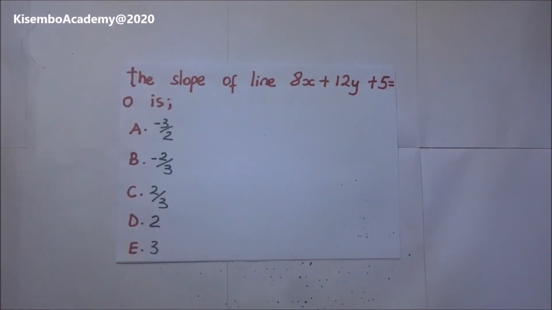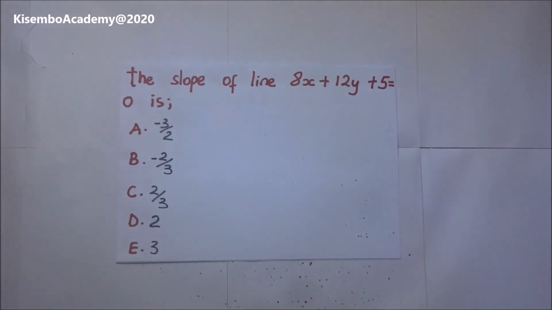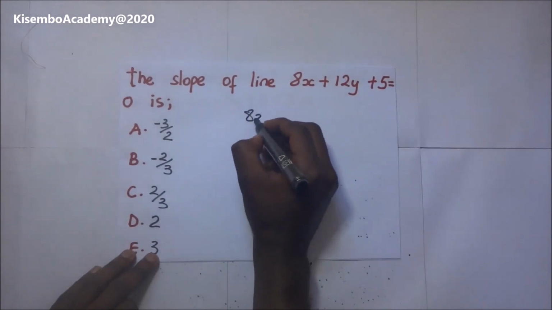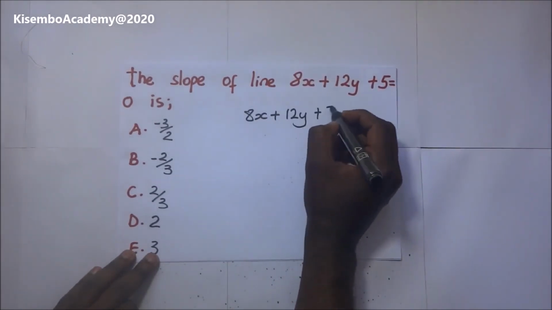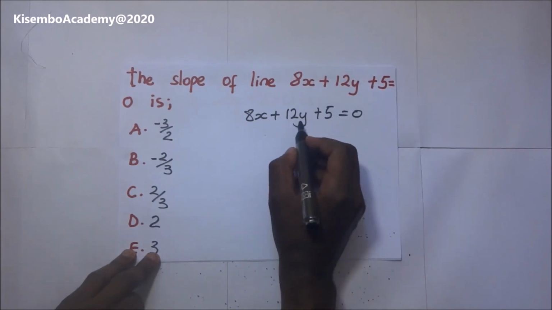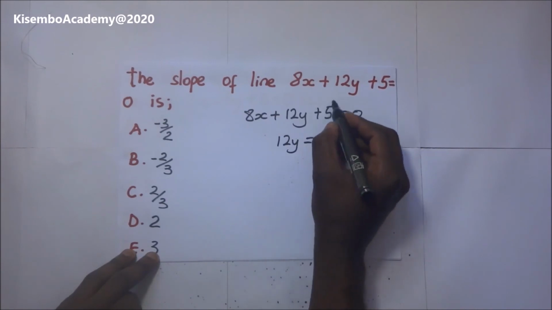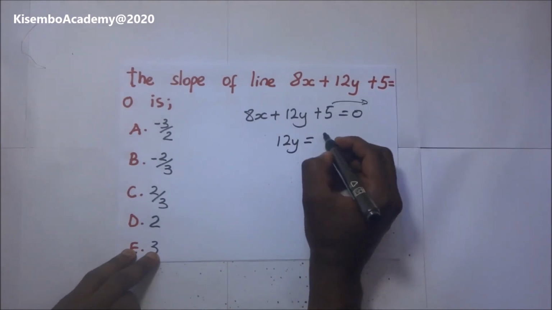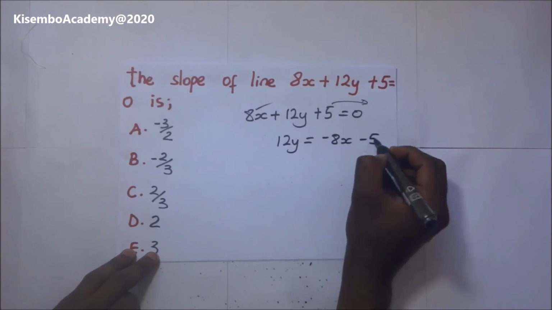The slope of the line 8x plus 12y plus 5 is equal to 0 is, so that we just have to rearrange this equation in the form of y is equal to mx plus c, and we'll be able to tell the slope. So this being 8x plus 12y plus 5 is equal to 0, we make y the subject of the formula. So it means 12y remains this side of the equation. This is going to be equal to 5 goes that side, and this 8, so it becomes -8x minus 5.